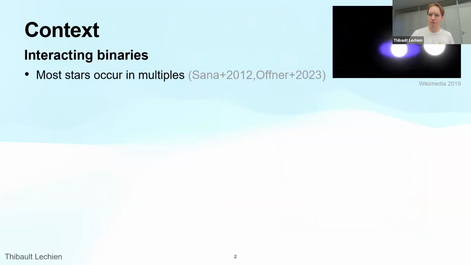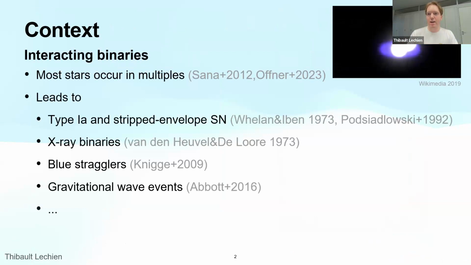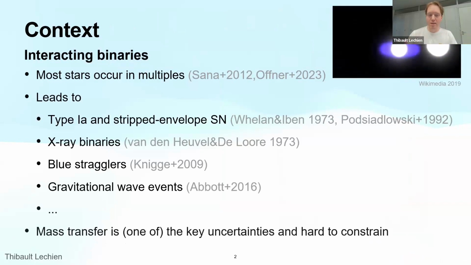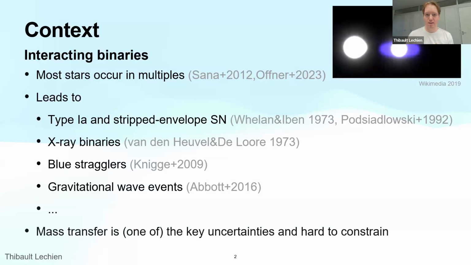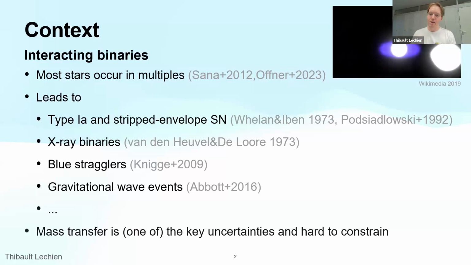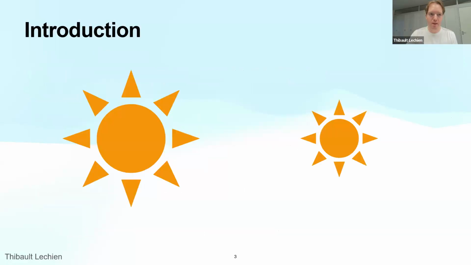I'm sure most of us are familiar that massive stars in particular are very commonly found in interacting binaries. And this leads to a variety of astrophysical phenomena that are not found in single stars. And so it's pretty interesting to try to understand how these stars can interact. One of our main uncertainties in understanding this process is how mass transfer works. Since this is very complicated and there's a lot of physics involved, we want to try to understand that better. And so just to introduce the types of systems we'll be looking at, I made a very crude PowerPoint animation.